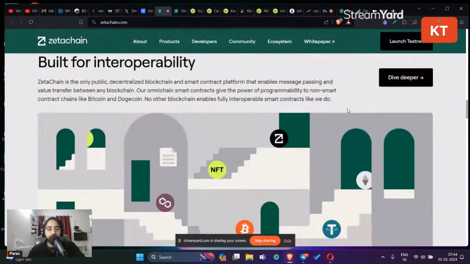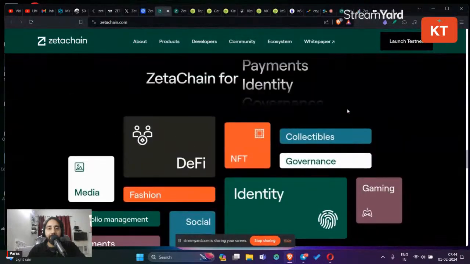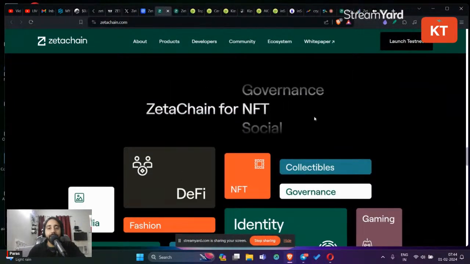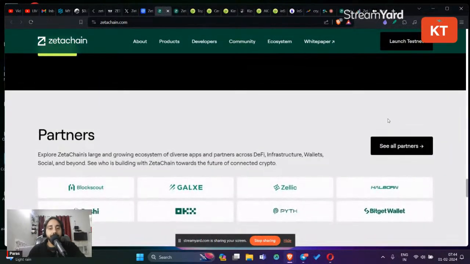Let me dig deeper and check more about Zeta. So this is the basics. You can see you can connect anything: payments, identity, governance, NFTs. So it is for everyone. It is the most interoperable blockchain that you've ever seen in the crypto industry. That is what they claim.